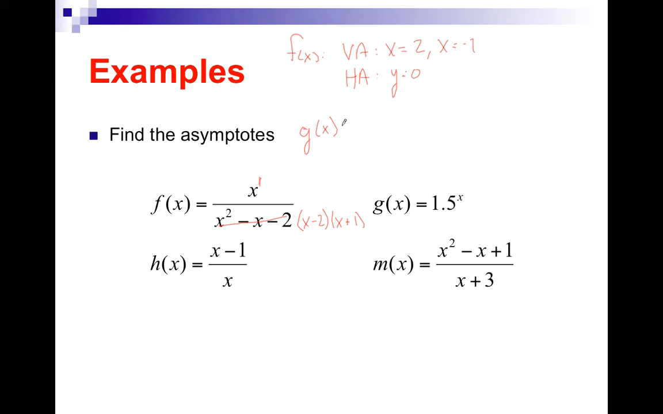G of x is a little bit different, though. Vertical asymptotes usually come from whatever x cannot be, but x can be anything, so we're going to say none. Horizontal asymptotes, however, are a little bit tricky on this one because you need to understand what that function looks like. This function looks like this. As x gets really, really small, going towards negative infinity, it's approaching 0. So my horizontal asymptote is going to be y equals 0. That's for g of x.